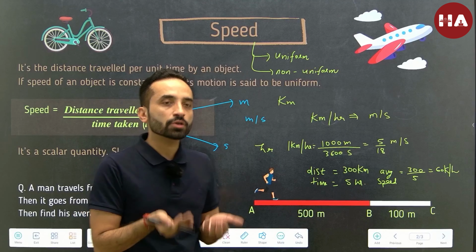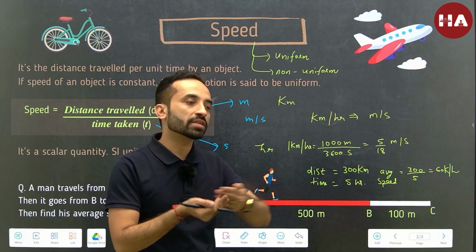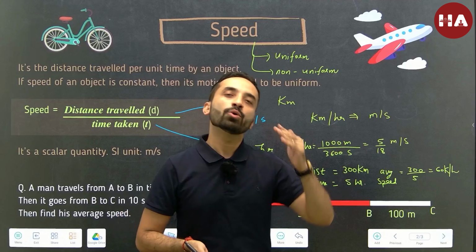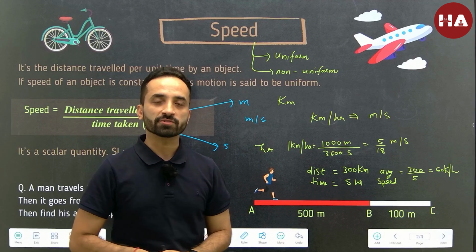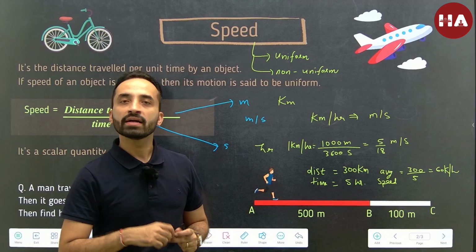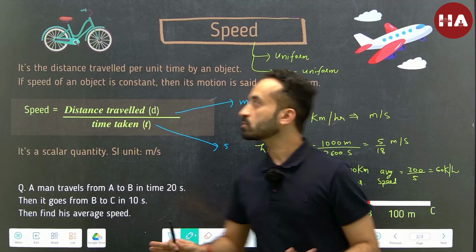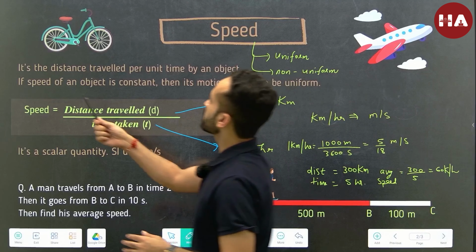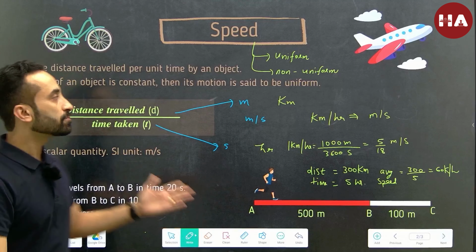So where do you make use of average speed? When you want to summarize the whole journey with a single value of speed. That is when you make use of average speed. I hope it is very clear. All these things, you may write this down, but what is speed? It is the distance traveled per unit time.